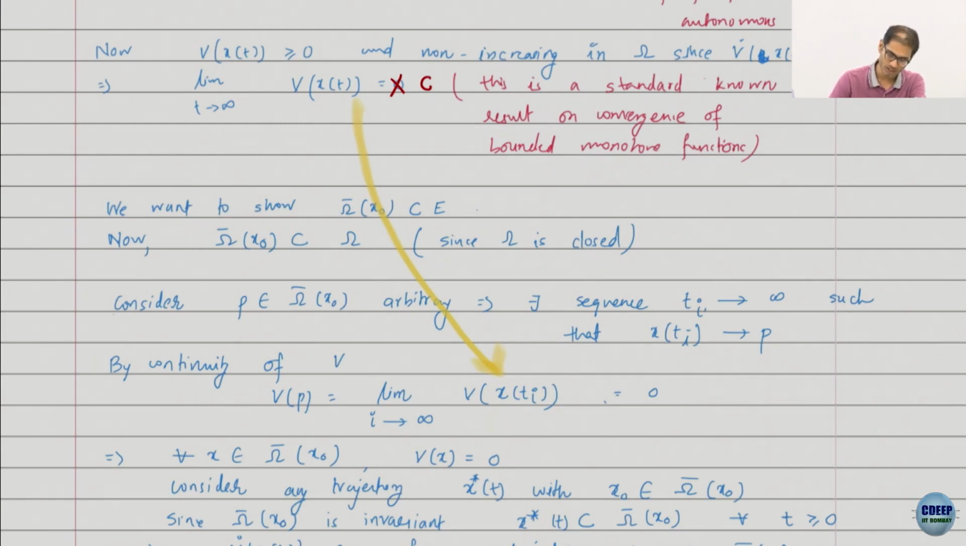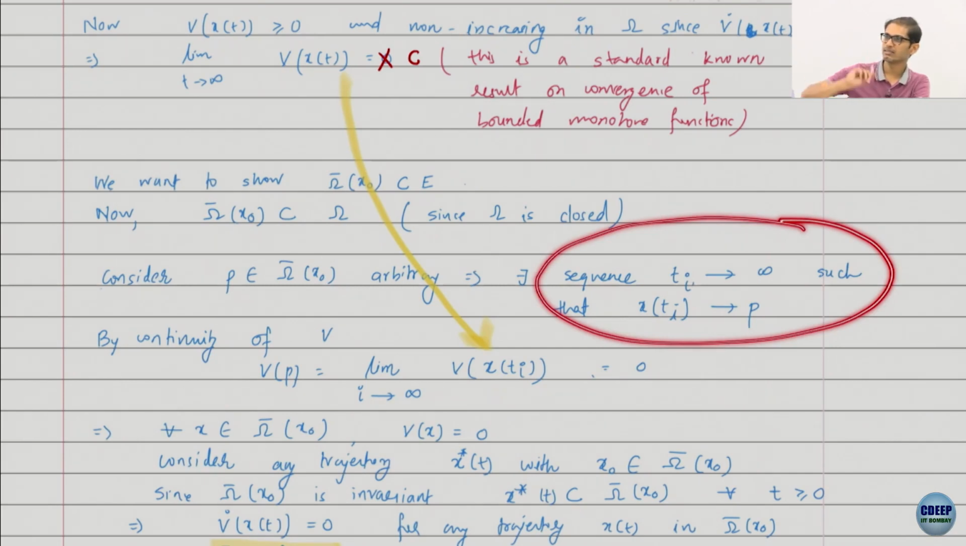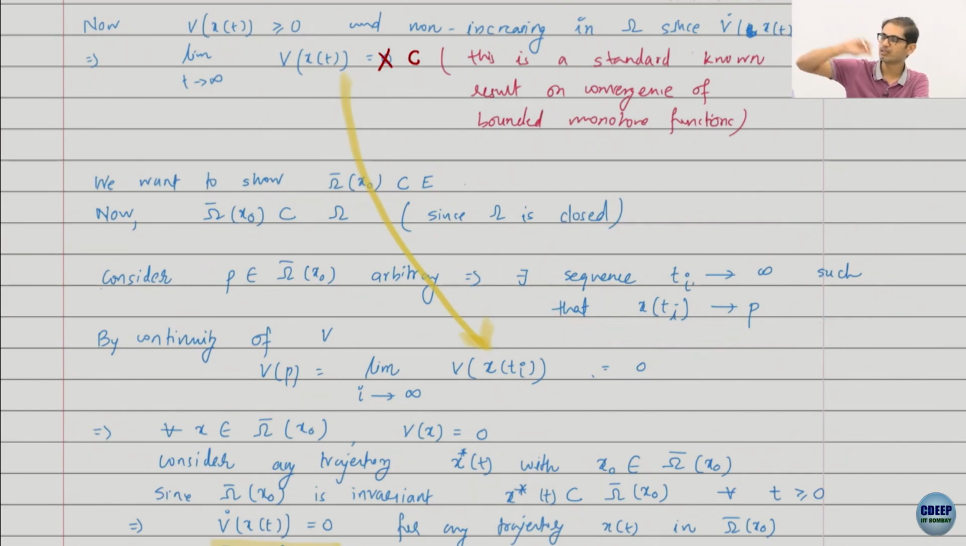Now suppose I take some arbitrary limit point P inside this. Then by the definition of limit point, there is a time sequence such that you have this convergence. This is just the definition of limit point. If you keep computing x(t1), x(t2), x(t3) and so on in this time sequence, it is going to go to this point P. That is what it means to be a limit point.